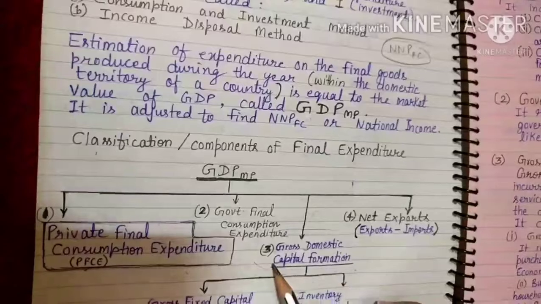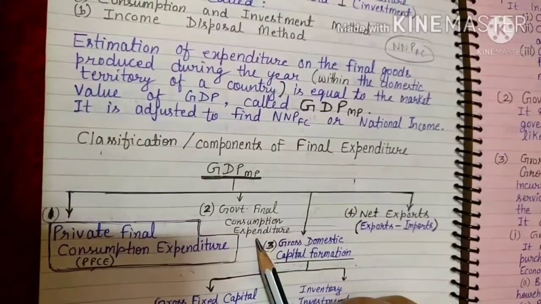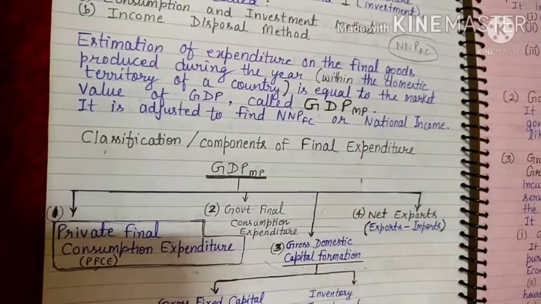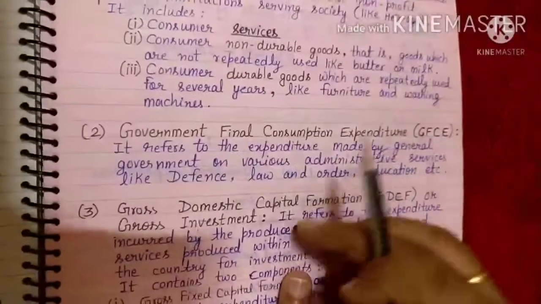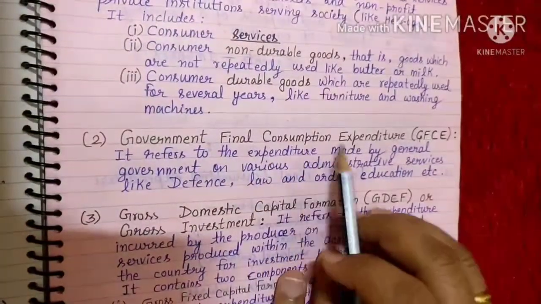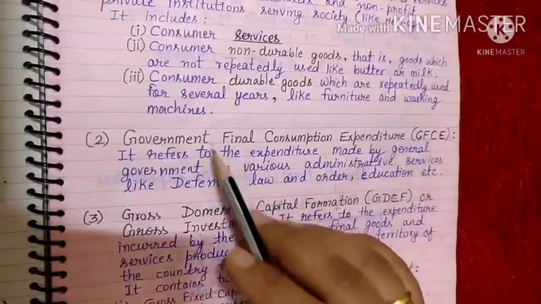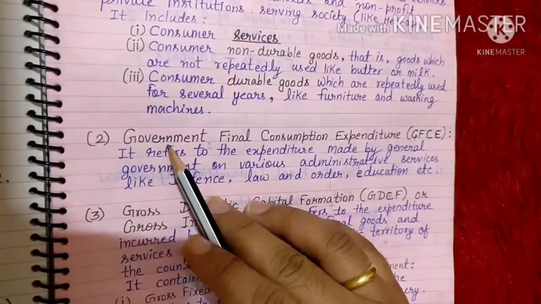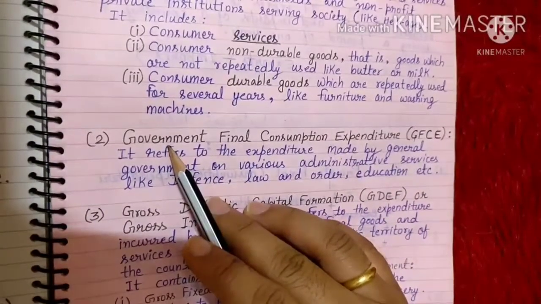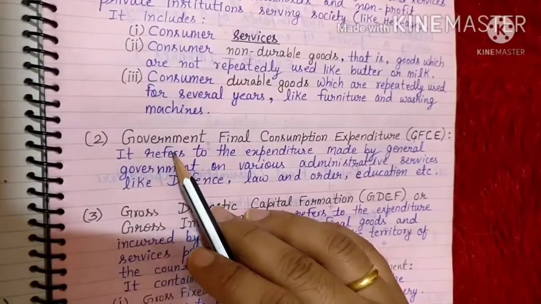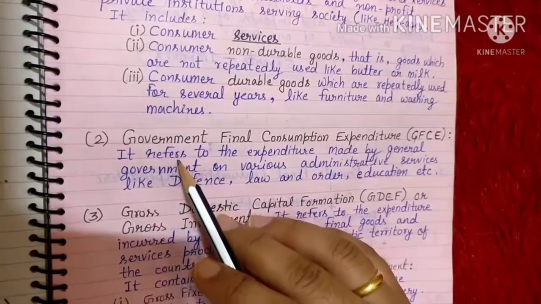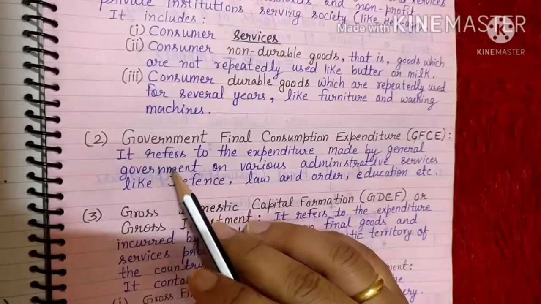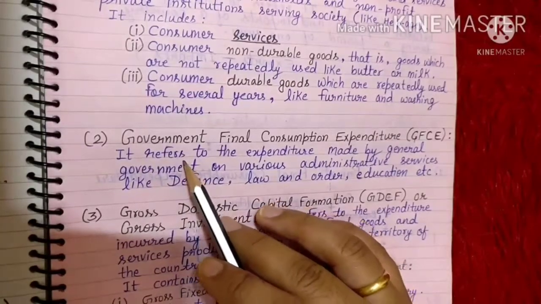Next is government final consumption expenditure. Now what is this government final consumption expenditure? Let us look at it here. Government final consumption expenditure, that is GFCE. As the word says, government, it is the expenditure which is done by the government, the ruling government, those who are ruling the country.